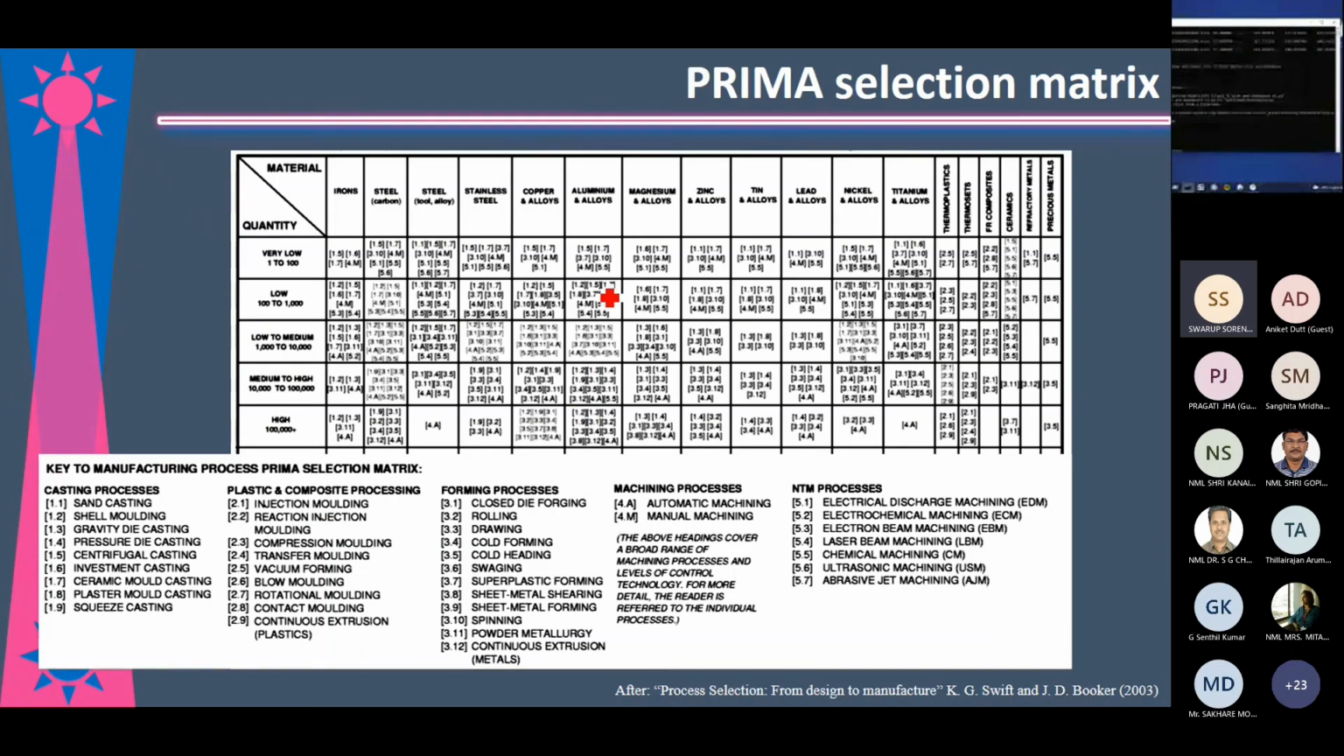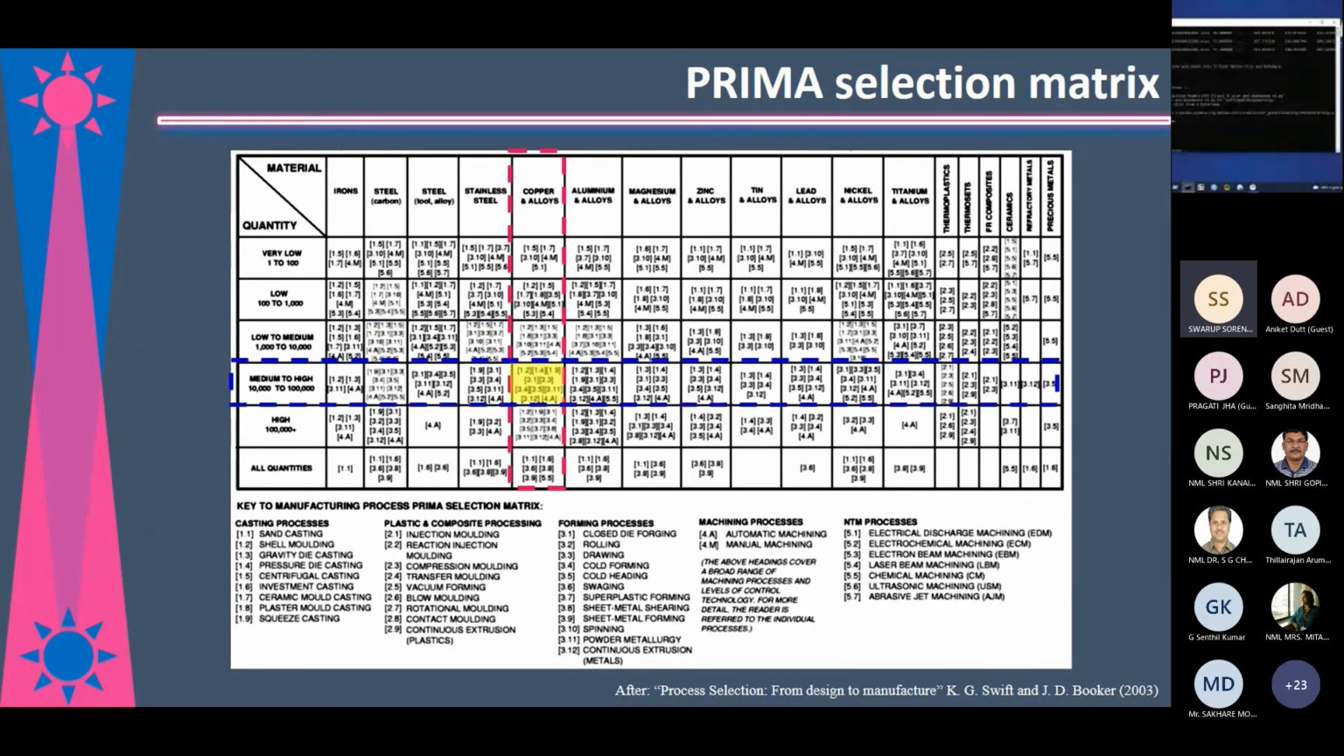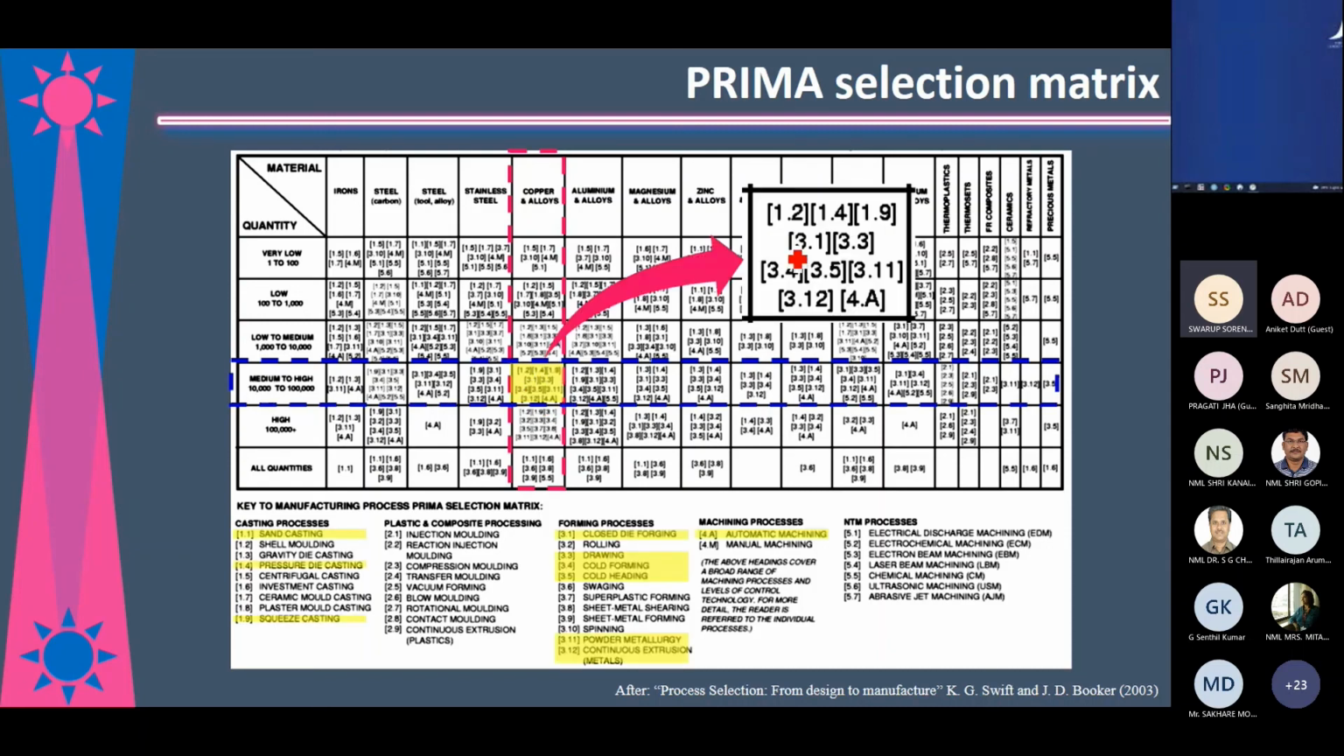So for a given material, for example here, for a copper alloy, if you want to have 10,000 to 1 lakh components, then these are the processes suitable for this. And these are basically 1.2, 1.4, 1.9. So here you can see sand casting, pressure die casting, and space casting. They are the suitable processes for making copper alloys with this number of products.